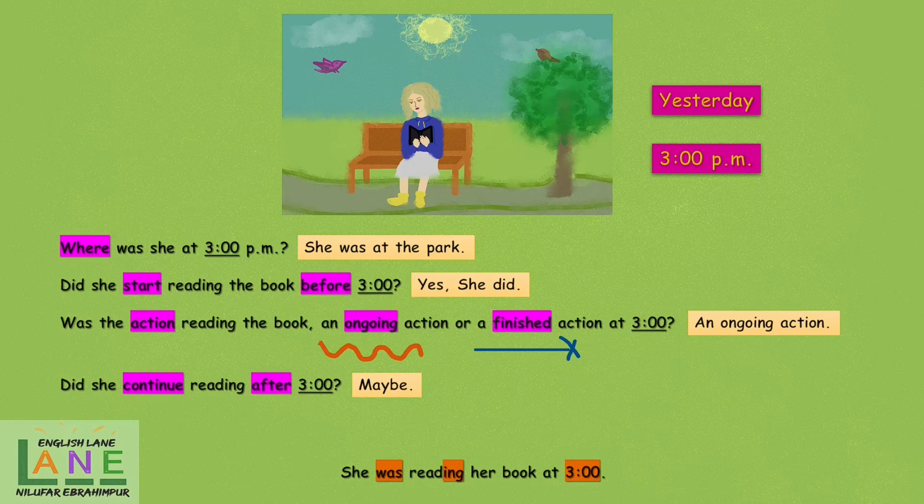She was reading her book at 3. At 3 yesterday. I'm not talking about now. If I said now, it would be like, she is reading her book now. But I'm talking about a continuous action in the past. So I say she was reading her book at 3 yesterday in the past.